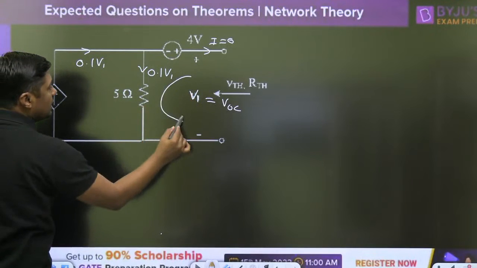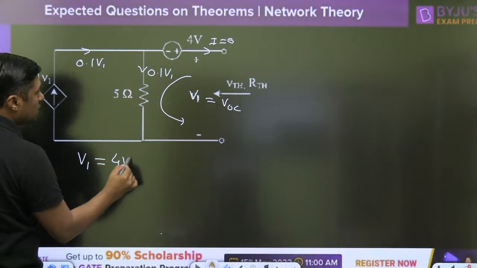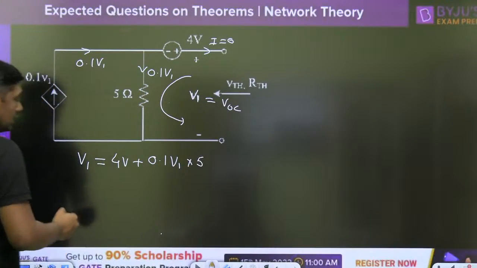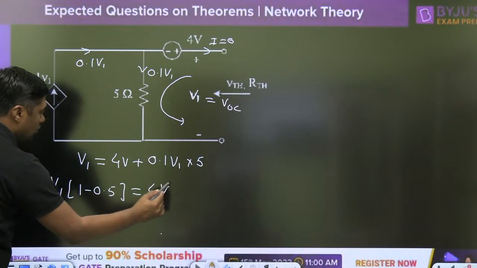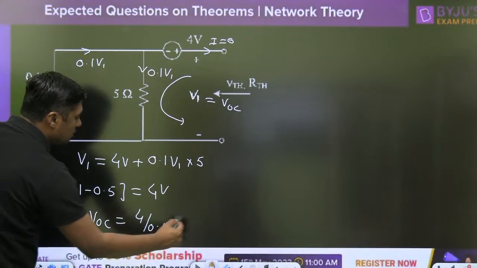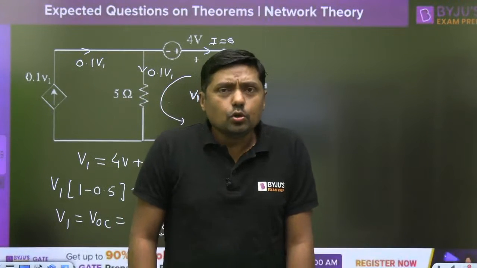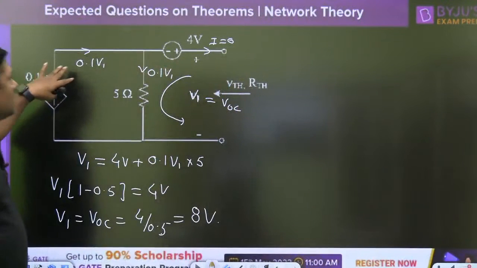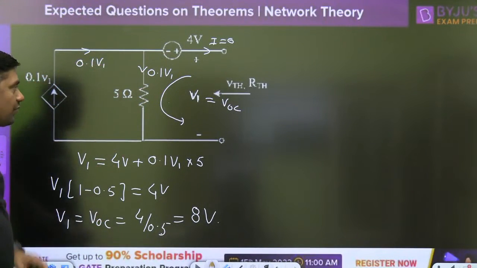Now write down the KVL in this loop. You can write V1 is equal to 4 plus 0.1 V1 into 5. Then it will become V1 minus 0.5 V1 is equal to 4 volt. What is the V1? V1 is nothing but VOC, equal to 4 divided by 0.5, that is 8 volt. This is the Thevenin's voltage VTH. So don't worry about the dependent sources. Simply we have to apply that this is the open circuit, this is the voltage V1, and this is the 0.1 V1. We have to find the V1 and that is the value.